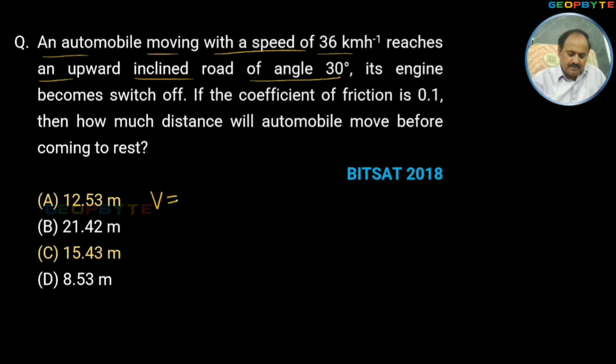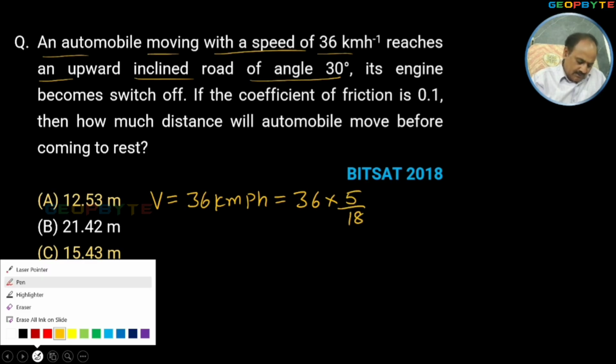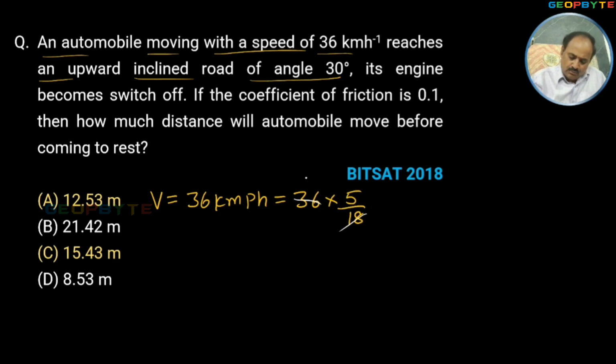Automobile vehicle speed, like car speed. Here, the specific name of the vehicle is not given. I am assuming that the automobile vehicle is a car. The car is maintaining the velocity v equal to 36 kilometer per hour. It is equal to 36 into 5 by 18. Then 18 two times, 2 into 5 equal to 10 meter per second.